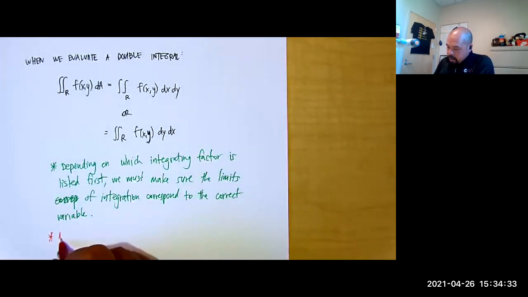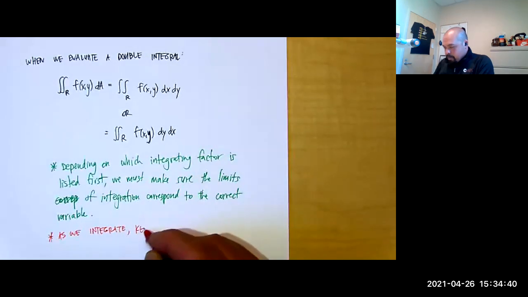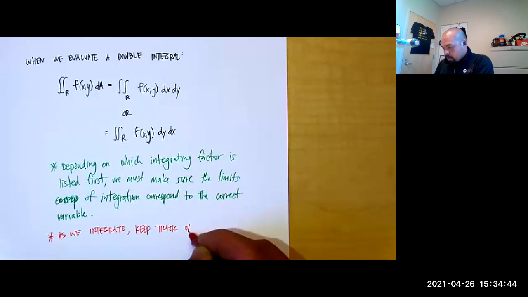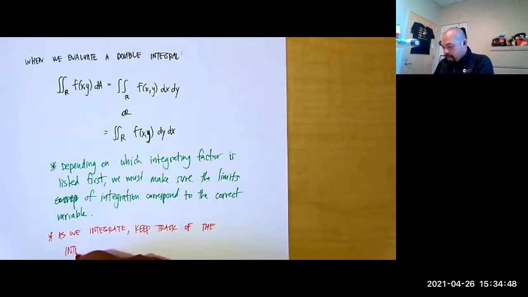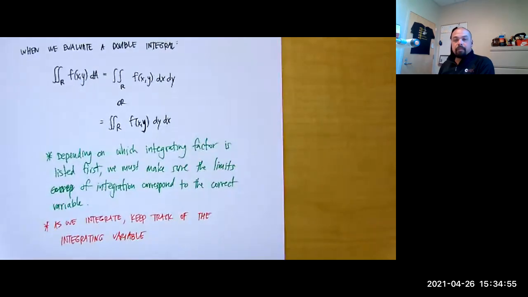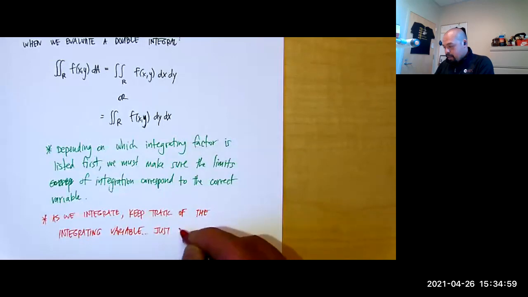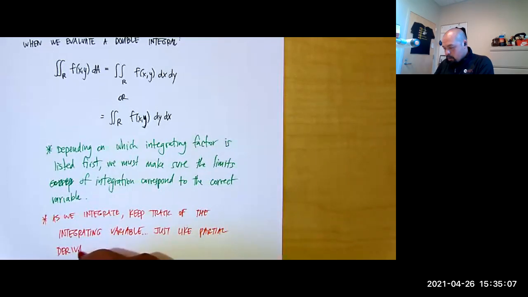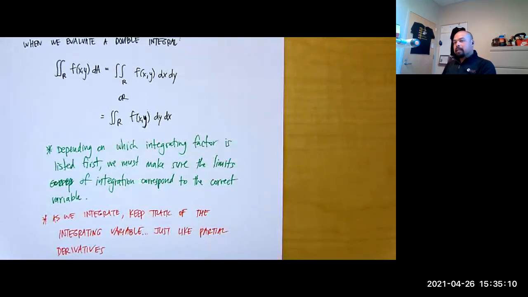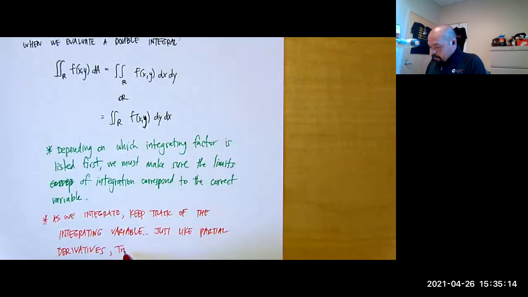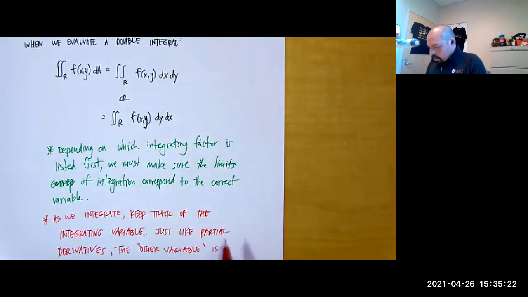Next statement, as we integrate, as we go through that first integration, keep in mind that integrating variable, just like partial derivatives, when we're doing a partial derivative, taking a partial with respect to x, a partial with respect to y, that other variable involved is considered a constant.